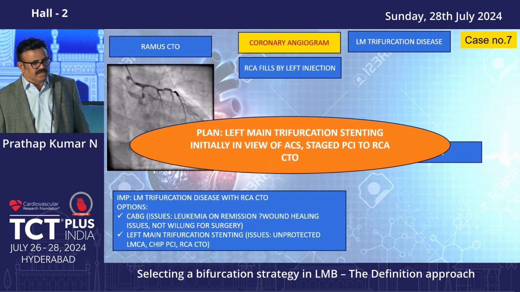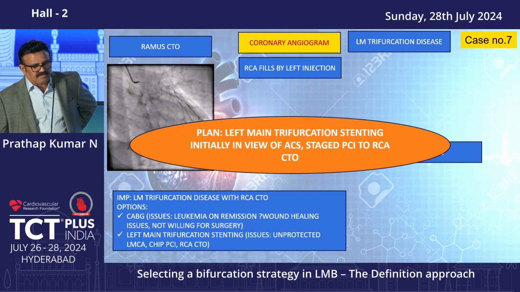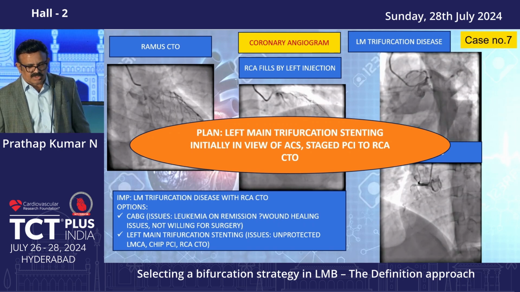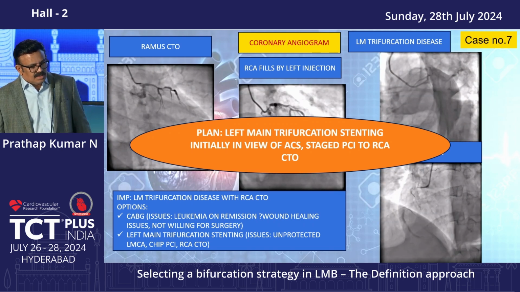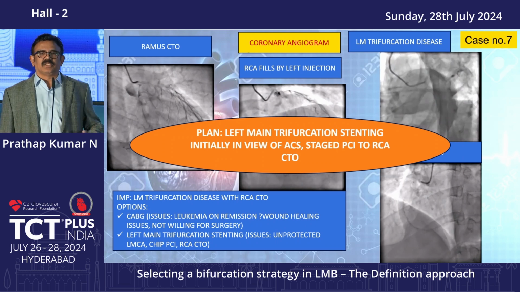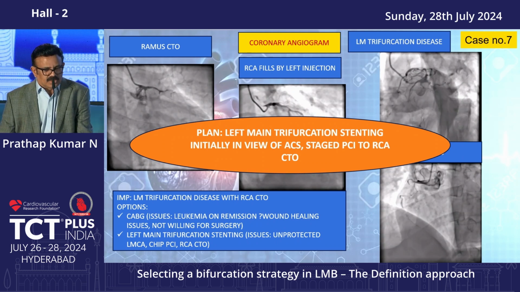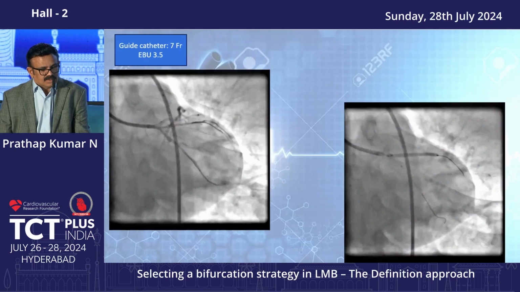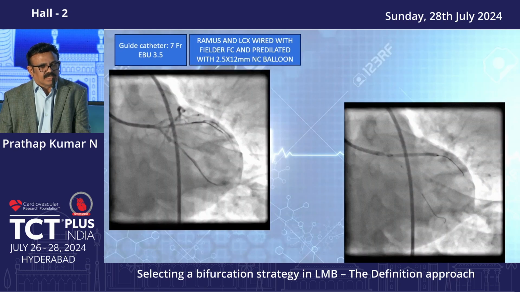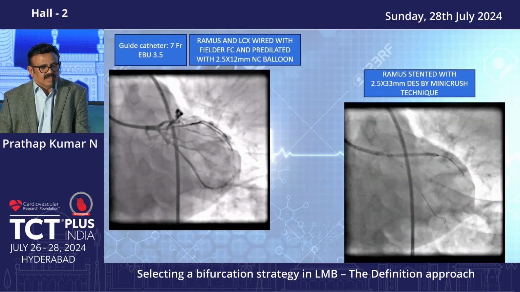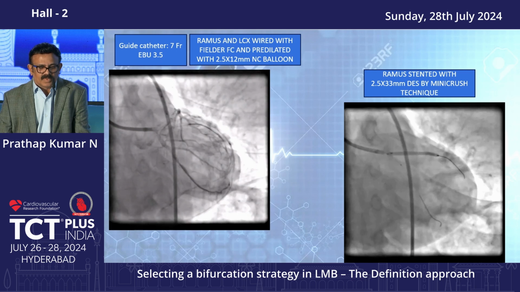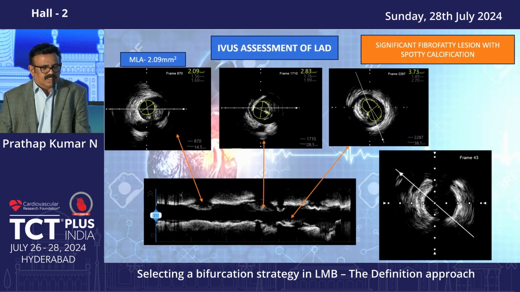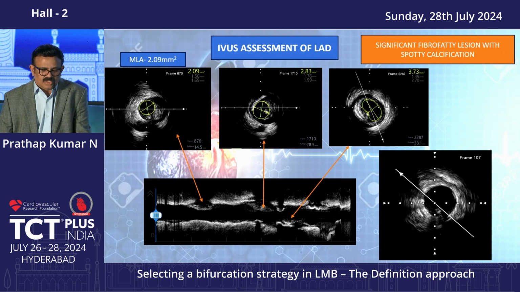Okay, this was the angiogram. LM trifurcation stenting, initially in view of the ACS. Staged PCI to RCA was my plan. CABG was rejected by the patient because the patient is an acute leukemic patient on remission. Wound healing was the problem. So this was the guide catheter, ramus and LAD wire, 3 wires. Ramus stented with the 2.5 into 33 mini crush technique. Then I crushed that one.